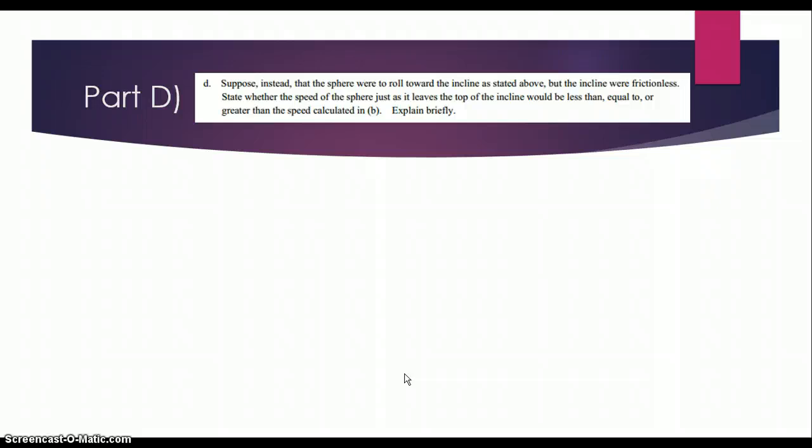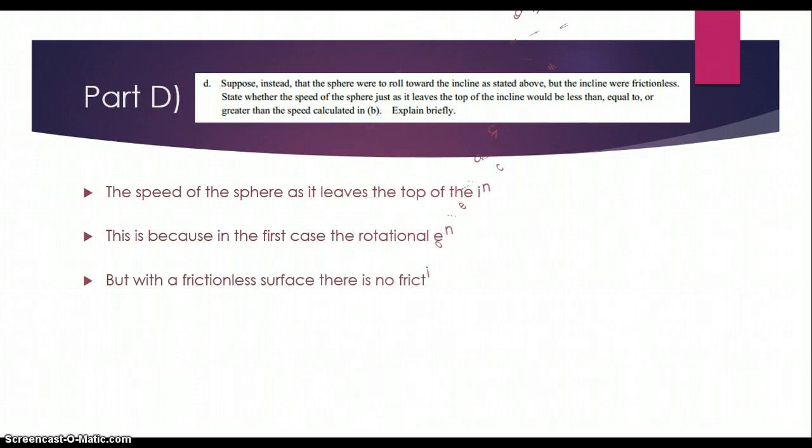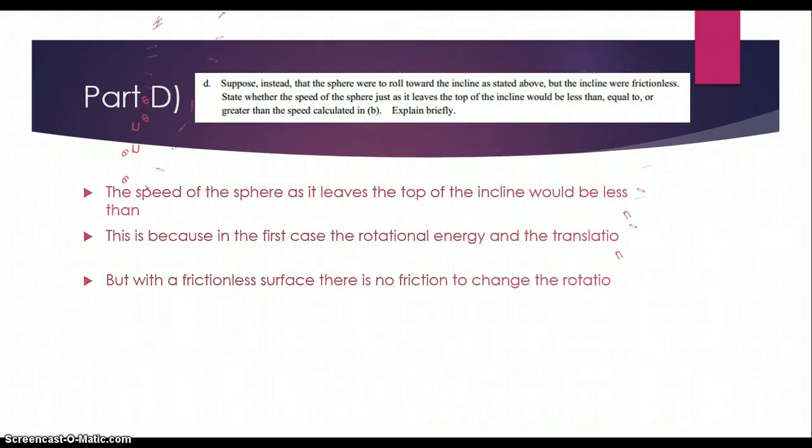Alright, part D asks a conceptual question that says, suppose that instead the sphere rolls up the incline as stated above, but the incline was frictionless. State whether the speed of the sphere just as it leaves the top of the incline would be less than, equal to, or greater than the speed calculated in B. So what we said basically was that the speed of the sphere as it leaves the top of the incline in this case would be less than it was in B.